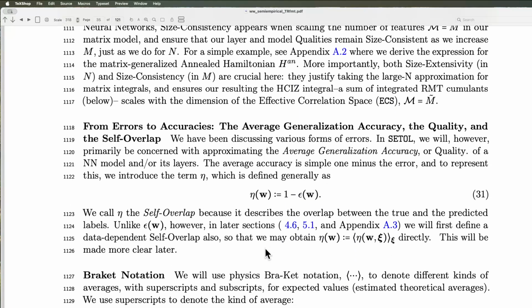And then once again, I'll comment that we define this thing called the average generalization accuracy or quality. So we introduce this thing, eta, which is the self-overlap in W, is 1 minus epsilon of W. We call it the self-overlap because it describes the overlap between the true and the predicted labels. And unlike epsilon of W, however, in later sections we'll first define the data-dependent self-overlap. So we may also define eta as the average over the data.